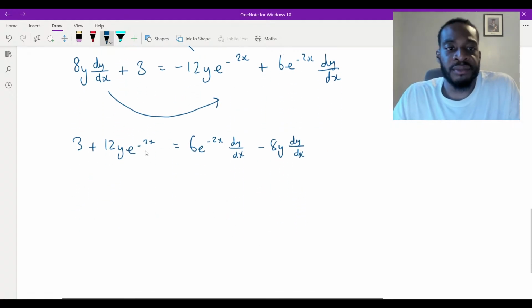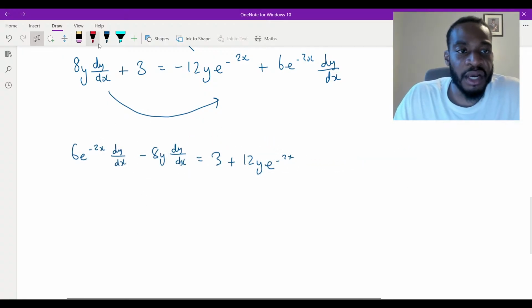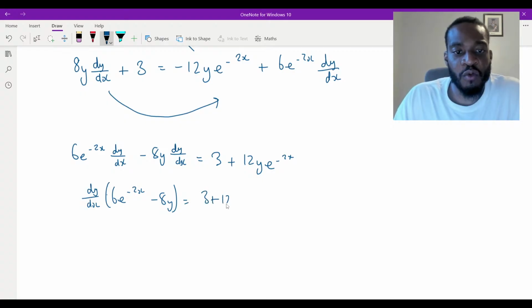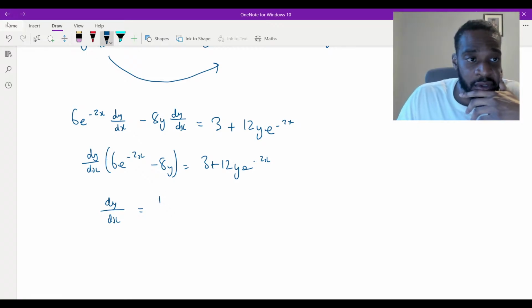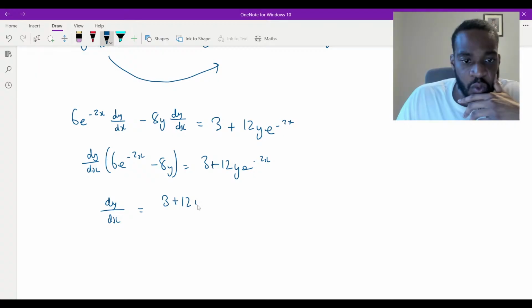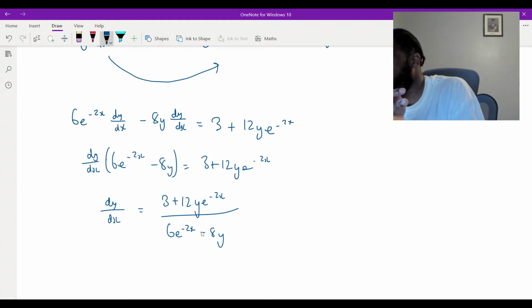And now, you know what? I'm just going to put this the other way. I think it's neater like that. Okay, and then now take out the dy/dx. It's going to be 6e to the minus 2x minus 8y, and this is equal to 3 plus 12y e to the minus 2x. And then that means that dy/dx is equal to 3 plus 12y e to the minus 2x over 6e to the minus 2x minus 8y. This is going to be dy/dx. Okay.